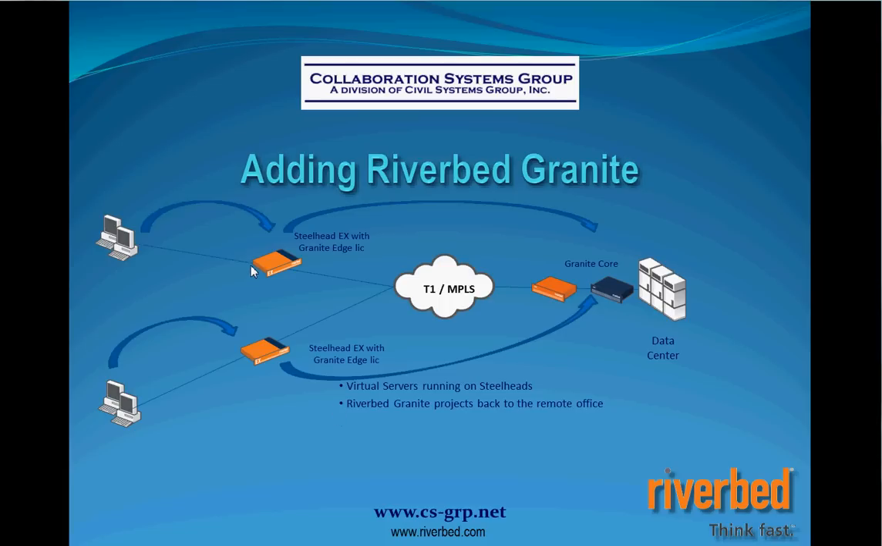Should this line go down, these users are still working. When the line comes back up, Granite Edge and Granite Core communicate together to ensure that all of the data is updated here at the data center side. And essentially that's really what Granite does or brings to the table here in this data consolidation environment.